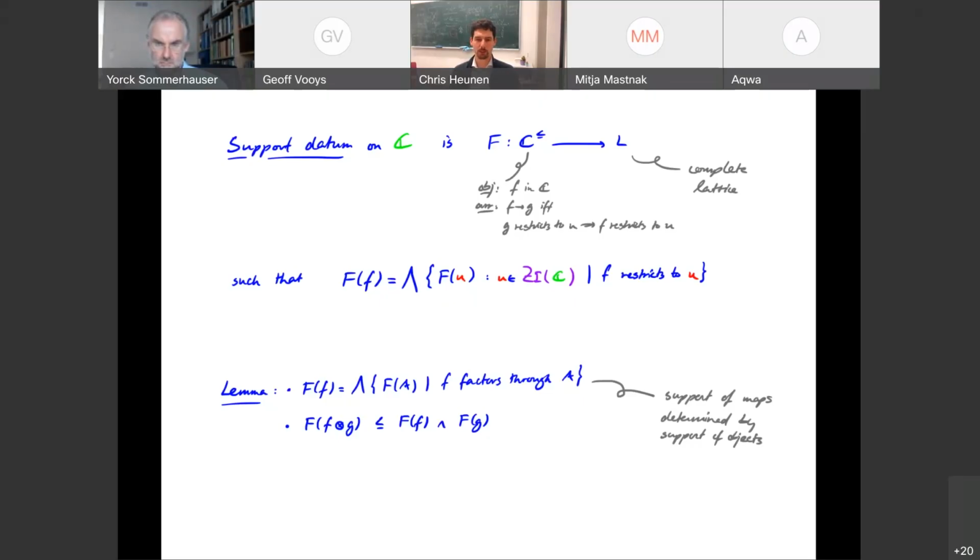So a support datum, I will define to be a functor from that category into any complete lattice you like. So that's somehow saying that this complete lattice is an invariant for this sort of restriction notion, such that the following thing happens. If I start with a morphism, I look at what its support is. I want that to be the intersection of the support of all the central idempotents that the morphism restricts to.